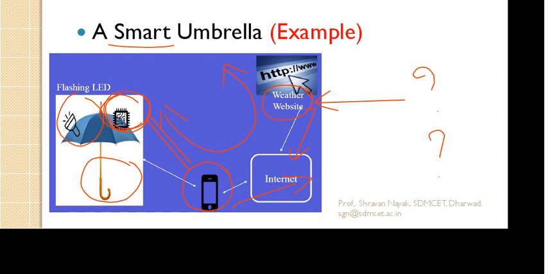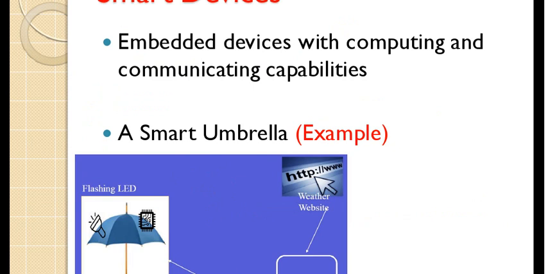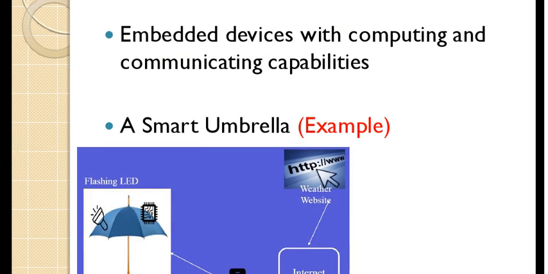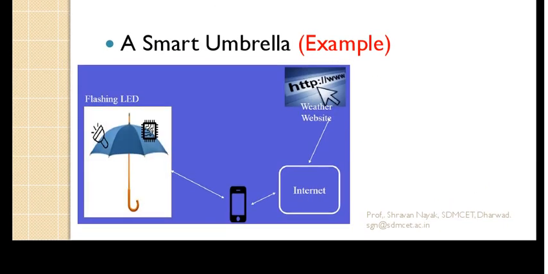whatever I have told so far. So this can be considered as a simple example, right? As long as understanding what a smart thing is, the smart umbrella. Okay, now coming to the next one.